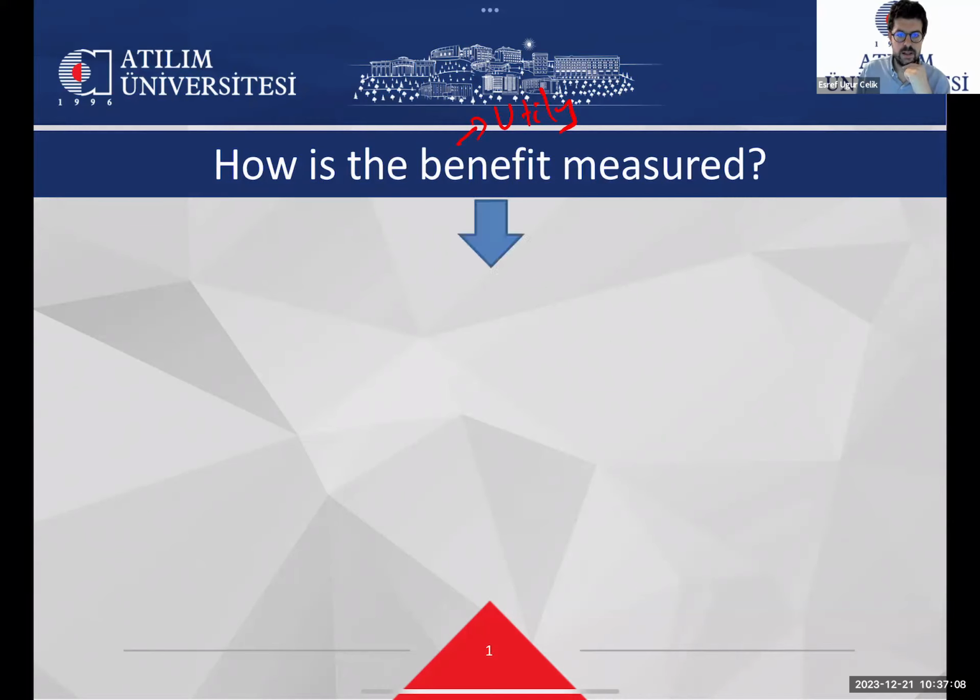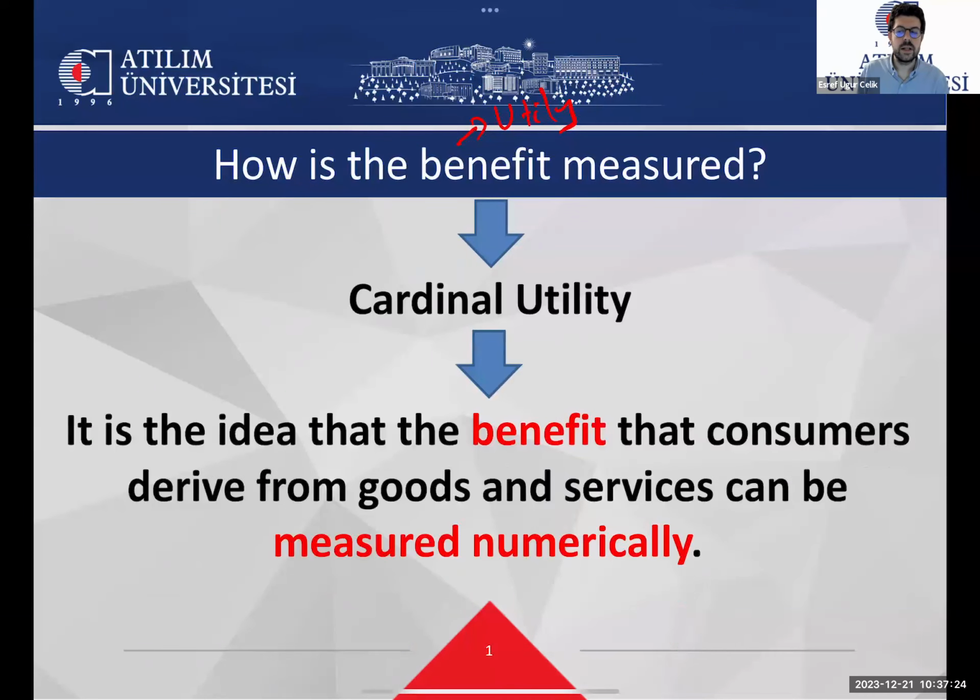Okay, let's start. There are two approaches for understanding the mechanism of utility or benefit. The first one is the cardinal approach. In the cardinal approach, we see that the benefit is measured by a numerical number. Okay, that's the idea of the cardinal utility approach.